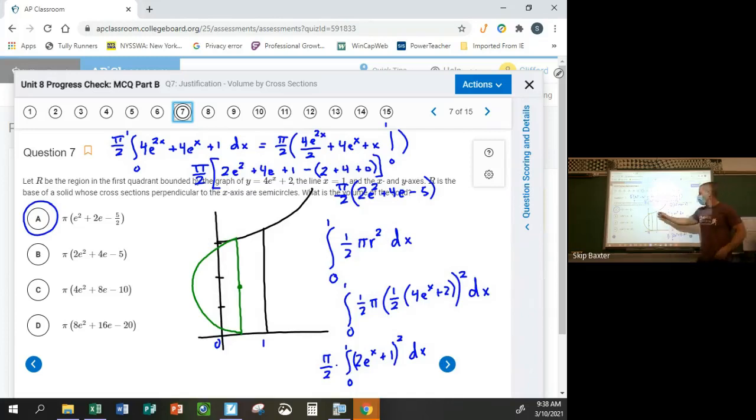Yeah. So these cross sections might be semicircles, they might be squares coming out, they might be triangles. But in general, what goes here is the area of a typical cross section that's perpendicular to the axis of integration. Like if you're integrating over x values, and these are functions of x, then its cross section is perpendicular to that.